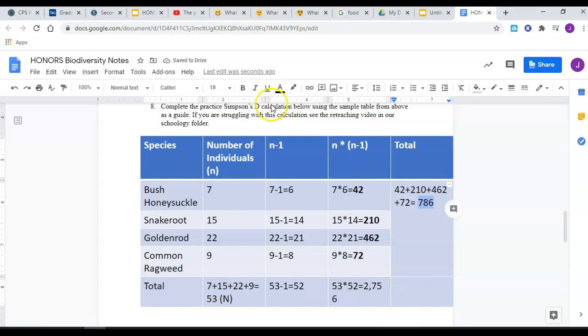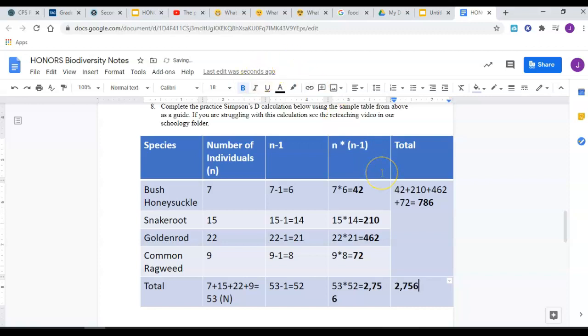So 42 plus 210 plus 462 plus 72 equals, and that's going to give you 786. I calculated these with a calculator before I did it. I'm not doing all this in my head. I'm not that quick. And then this bottom box, you can just move over this exact same number if you wish, or you can just leave it blank. I like moving it over because it makes it easier for me to see what I'm going to do next.